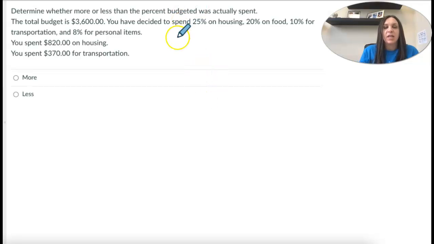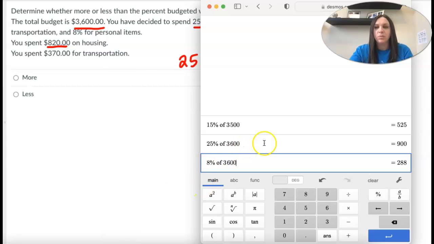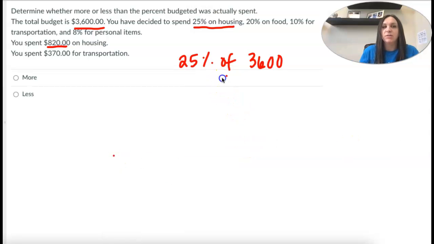Let's do another one like that. So determine whether more or less was actually spent. So our budget's $3,600, 25% on housing, and we spent $820. So let's find 25% of $3,600. Oh, we already have that. It's $900. And we spent $820, so that's below budget.